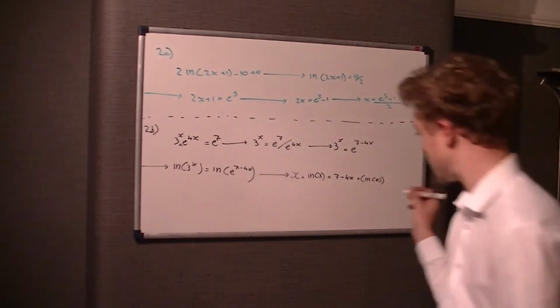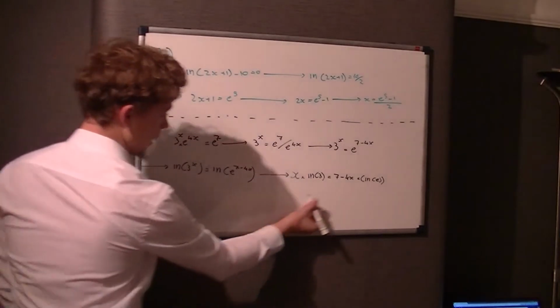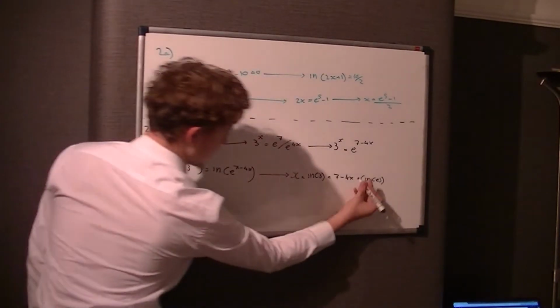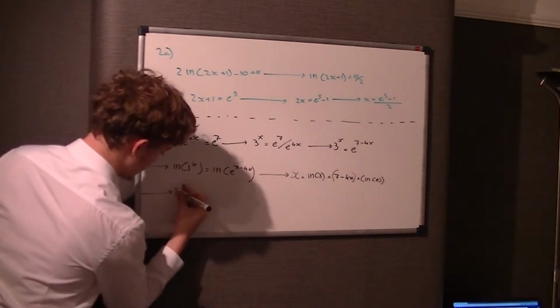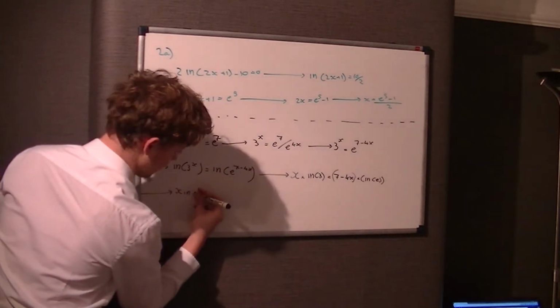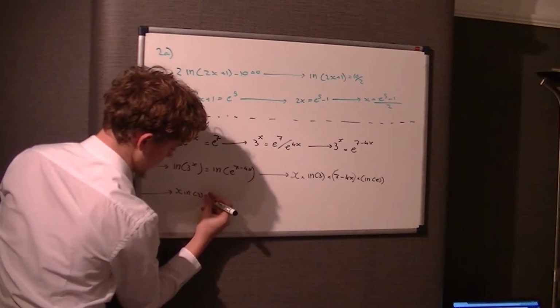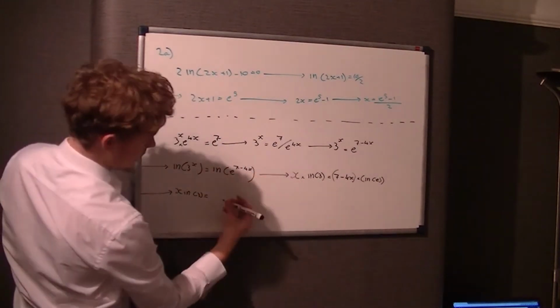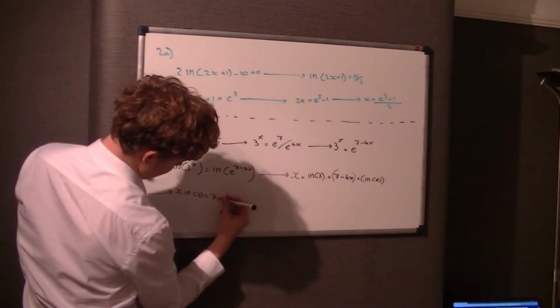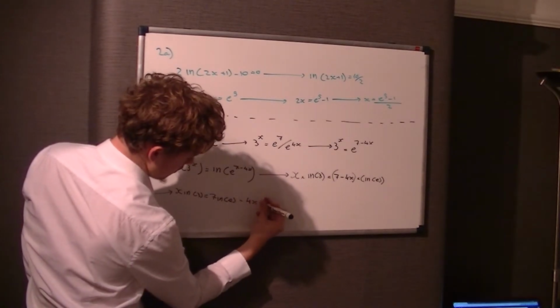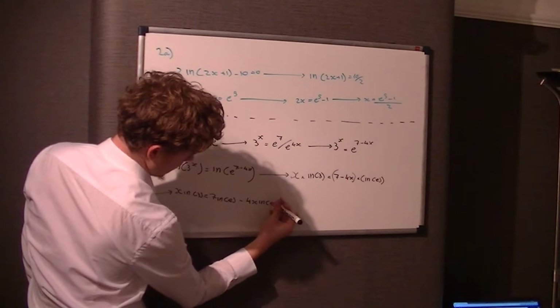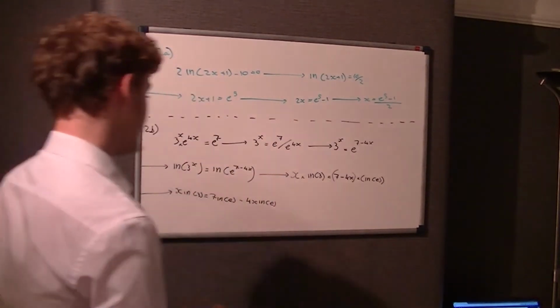Yeah, so then what we do is we can expand, because that's like a little bracket here, so we can expand that out. So x, I'm just going to write x ln of 3 instead of x times the ln of 3 to make it look a bit neater. 7 times the ln of e, so 7 ln of e, take 4x times the ln of e.